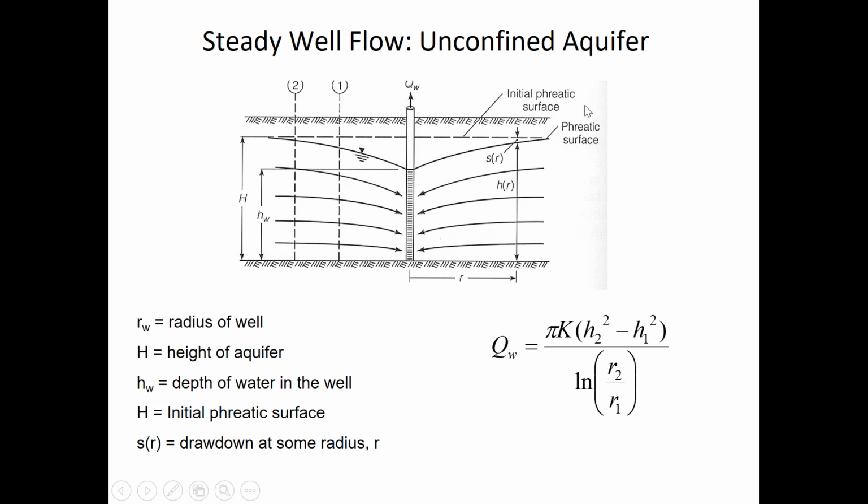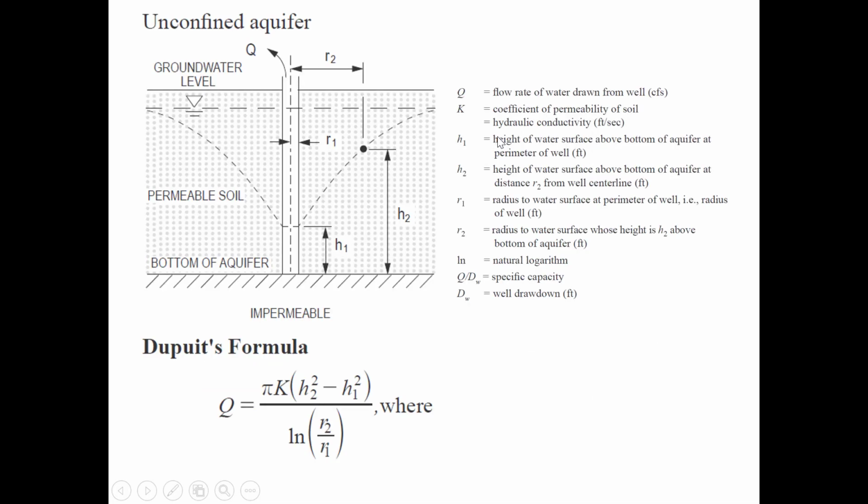So here it's what's called the phreatic surface. That means the actual free surface of the water, rather than the piezometric surface, which is just kind of a hypothetical where the water would rise to if we punctured the upper confining layer.